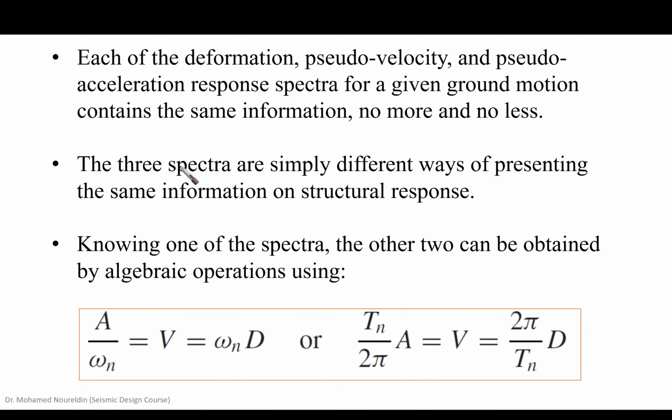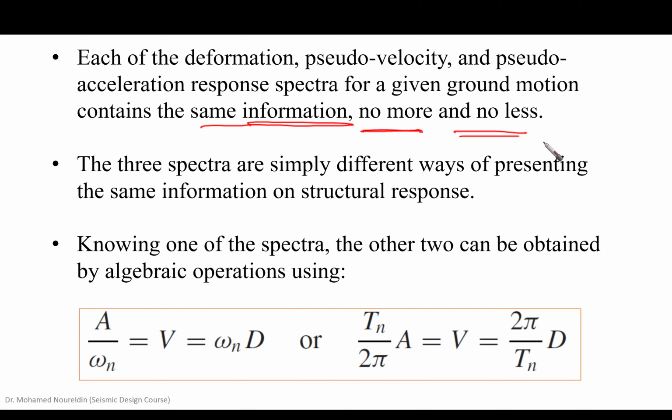Some hints that we need to keep in mind before going into this: each of the deformation, pseudo velocity, and pseudo acceleration response spectra for a given ground motion contains the same information. That's very important. No more and no less. No more, no less means that the deformation, velocity, and acceleration response spectra are similar. They have the same information, keeping and saving the same information.